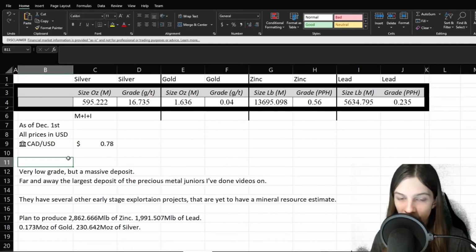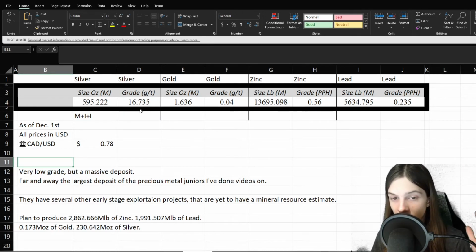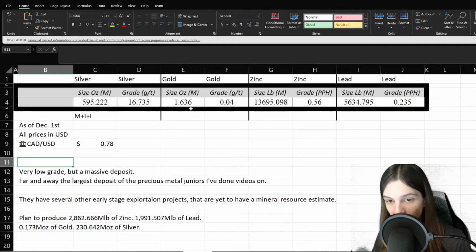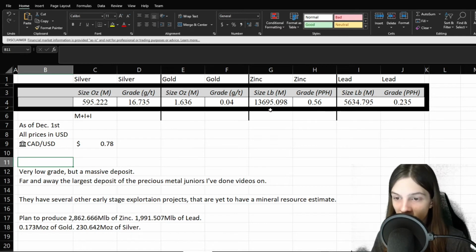So looking at the rest of their mine here. On silver, like we just went over before, 595 million ounces, low grade. Because these are low grade, I'm also going to guess these are low grade, but I'm not sure if this is good or bad for zinc and lead, but I know these are really low grade for silver and gold. Now, there's only a little bit of gold here with 1.6 million ounces, but we have a whole ton of zinc here with 13,000 million pounds and 5,600 million pounds of lead. And so, yeah, very low grade, but a massive deposit. So you kind of have to make up for that massive deposit with the low grade.